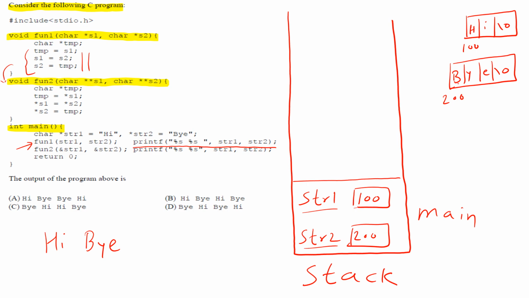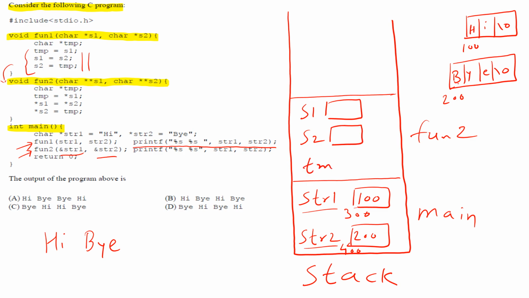Now next we are calling fun2. So here is the call to fun2. This time we are passing the addresses of str1 and str2. Let us imagine that the address of str1 is 300 and the address of str2 is 400. So these addresses are what we are passing to fun2. So in fun2 we have s1, s2, and tmp.